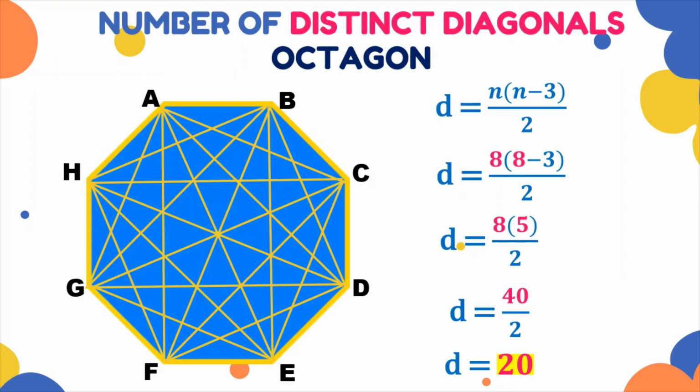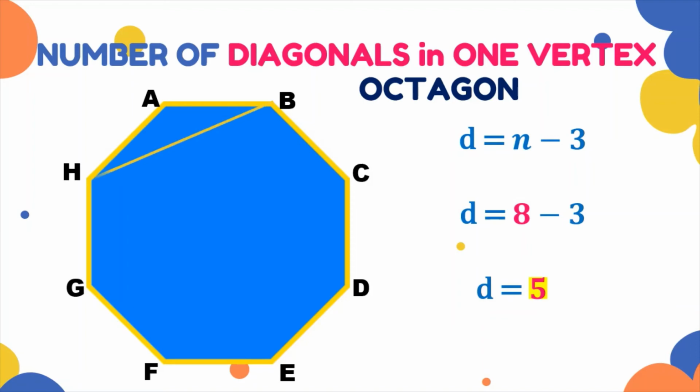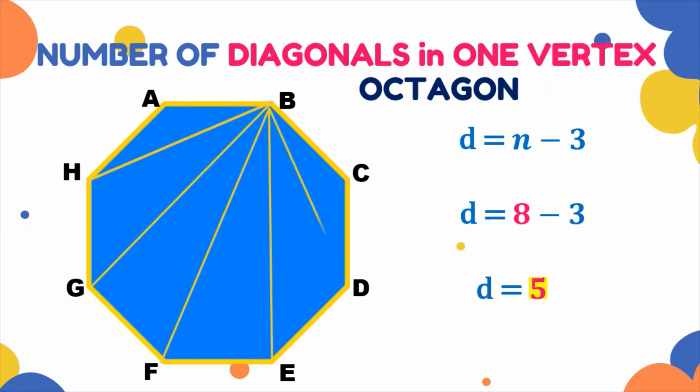So, i-check natin mamaya kung tutugma siya dun sa formula ng number of diagonals in one vertex. Ito po yun, which is octagon ang ginamit natin. So, D is equal to 8 minus 3, that is 5. So, tumama siya, tugma. Every vertex ay makakagawa tayo ng limang diagonal. Kung nakita nyo po kanina, binilang natin, tigli lima bawat vertex yung diagonal na nagawa. And then, all in all, we have 20 diagonals.